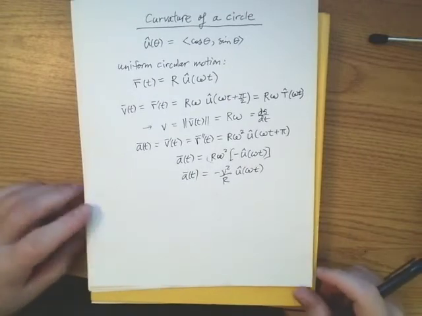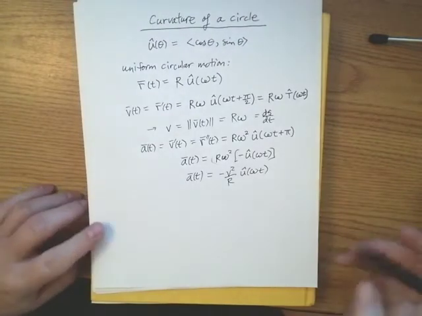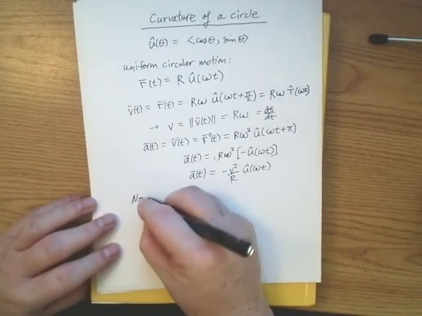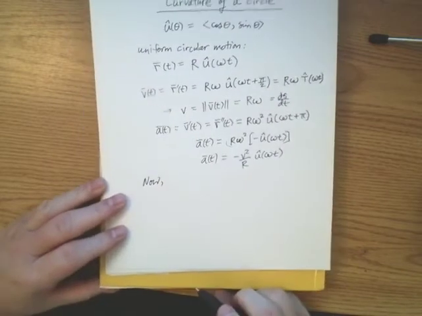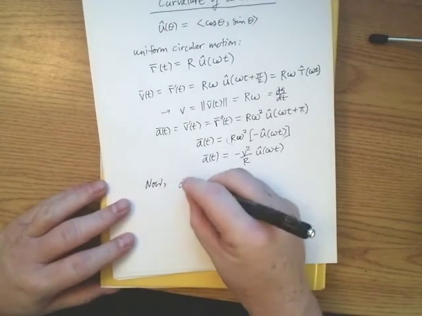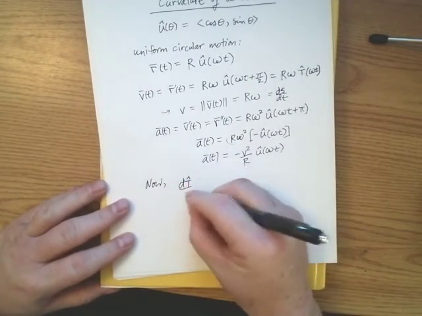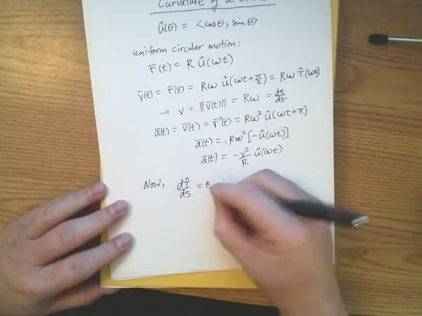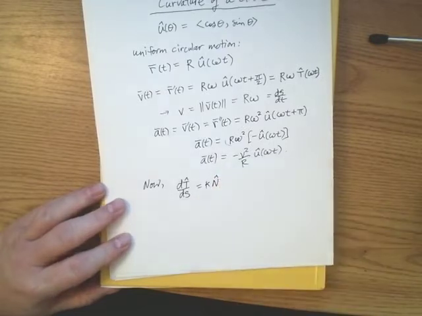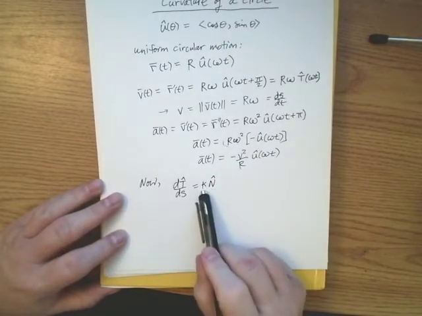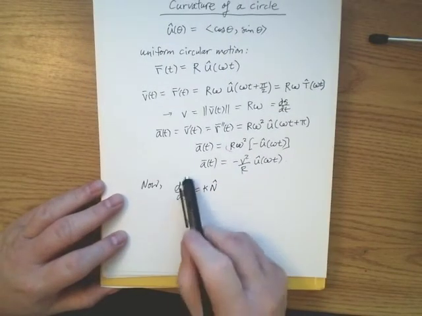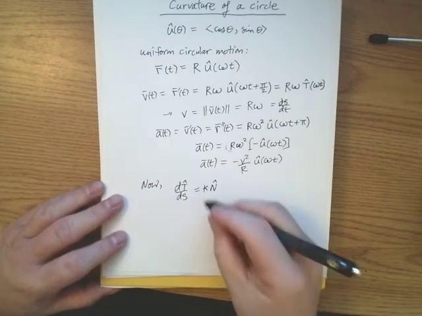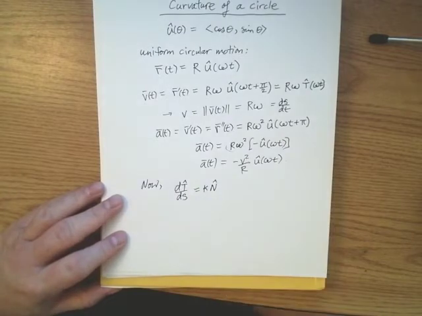Now I haven't related this yet to curvature, but I'm going to here in a minute. So let's go back to our definition here. Do you remember dT over ds is our definition of kappa times n hat, where n hat is the principal unit normal, and kappa is the magnitude of this vector. So that's what we're calling curvature, kappa.